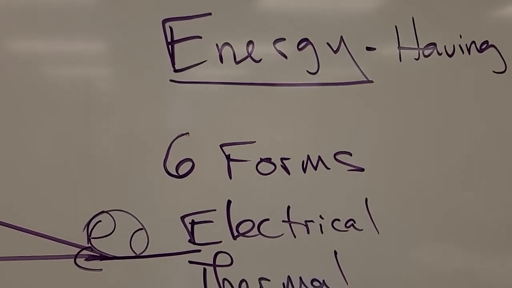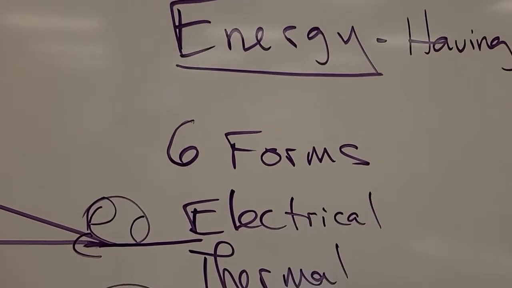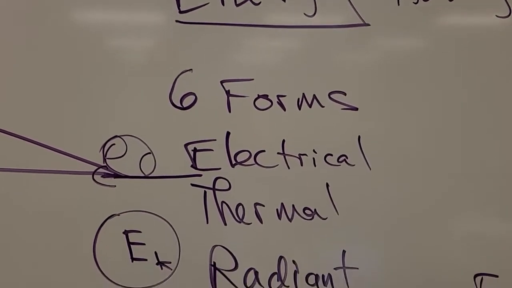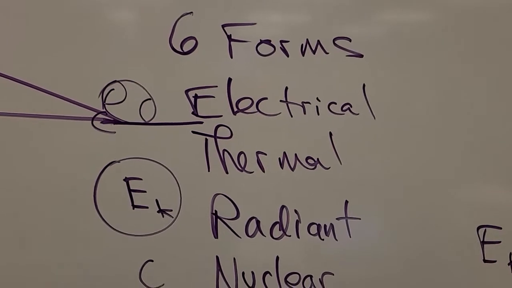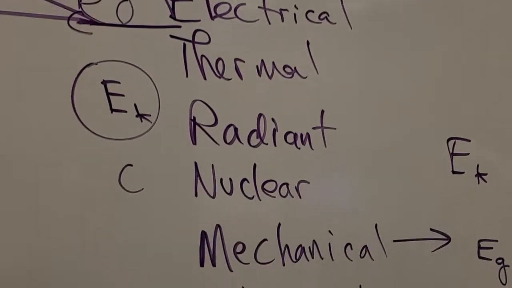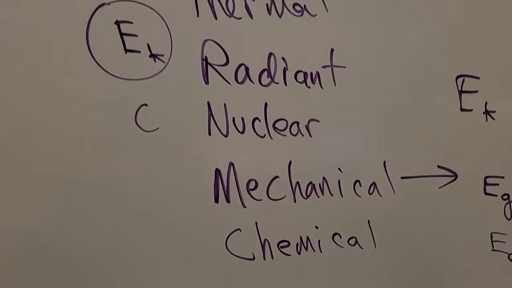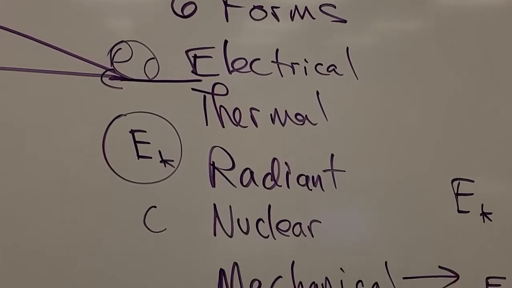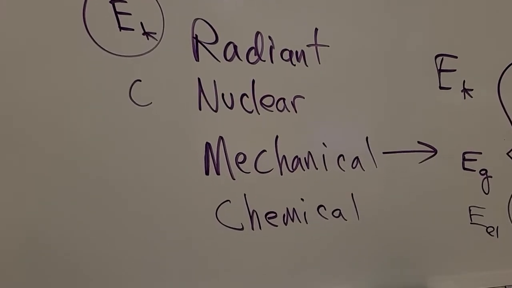Electrical, as you can see, is at the top of the list. And then there was thermal. And again, I'd probably be writing these down. So electrical, thermal, and then we had radiant, which is any kind of radiation. We're talking electromagnetic waves, right? Then you have nuclear, and then we have mechanical, and that's the one we'll spend the most time talking about. And then below that we have chemical. So those are the 6 forms of energy. So again, electrical, thermal, radiant, nuclear, mechanical, and chemical.